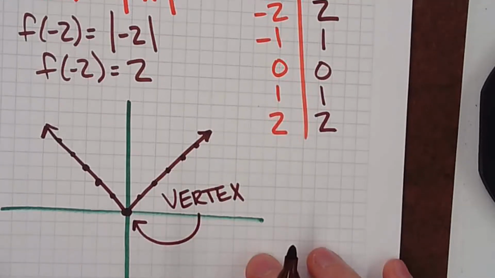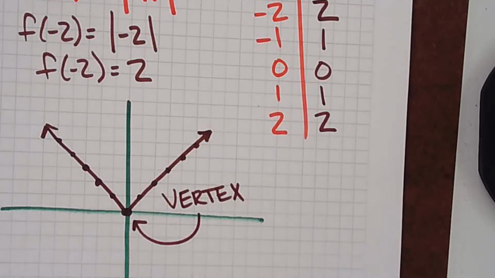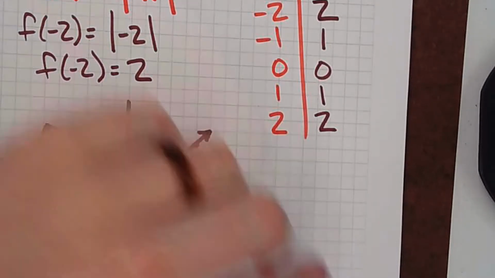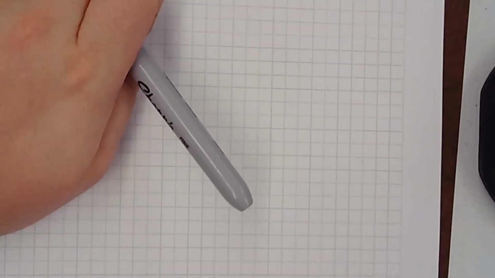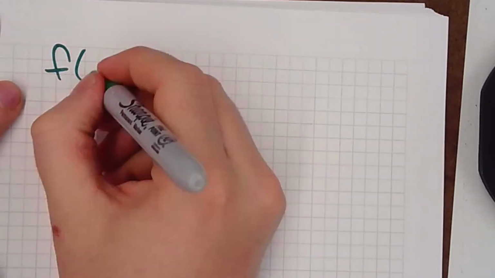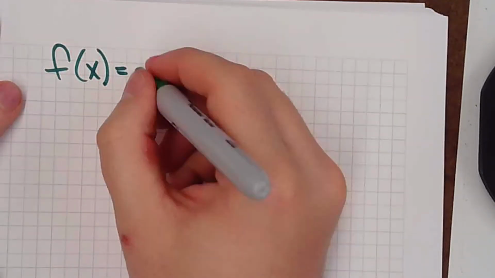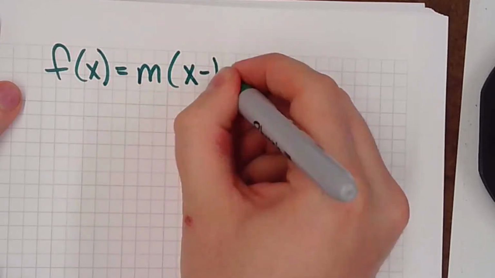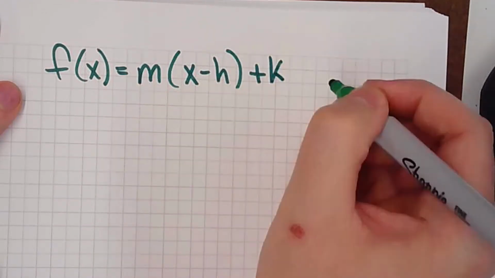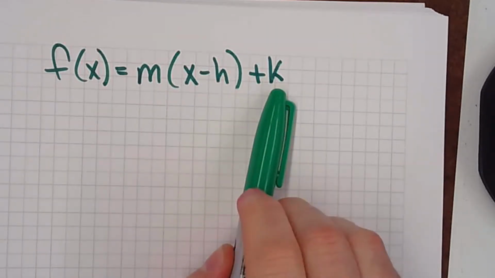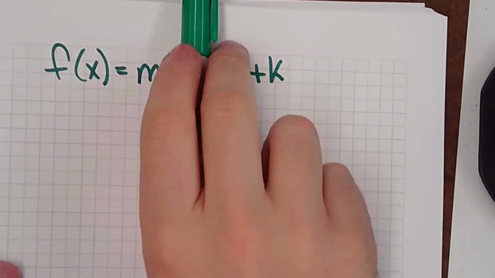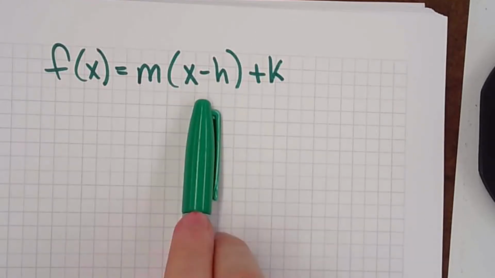So let's mess around with this function a little bit. You might remember from when doing linear functions that we had this form of an equation for a linear function. f of x equals m times x minus h, plus k, right? Point slope form. And k functioned as our vertical shift, moving the graph up and down, and h moved it left and right, a horizontal shift. And of course, m was our slope.